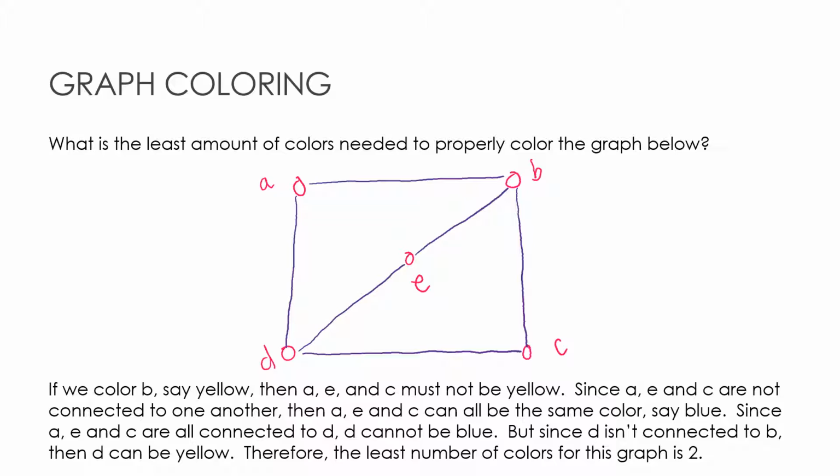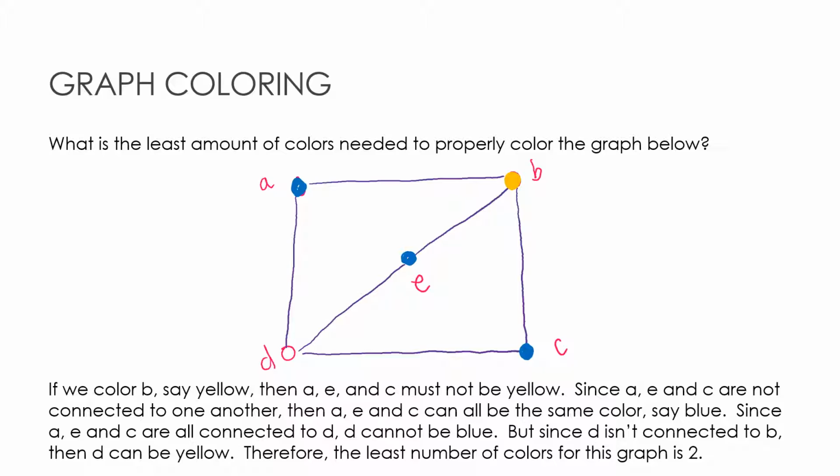We're going to have a couple of different types of questions we'll see with graph coloring. The first is, how many colors do we need? It's pretty easy to sort of guess and check here. I'm going to use the same graph I used in the explanation below. Let's say I color B yellow. Well, if B is yellow, then anything connected to B can't be yellow. So let's call A blue, and E blue, and C blue.